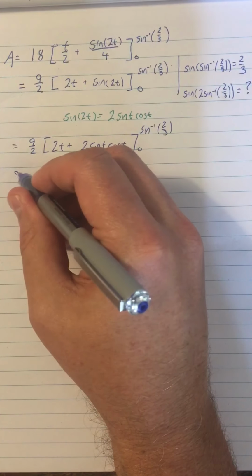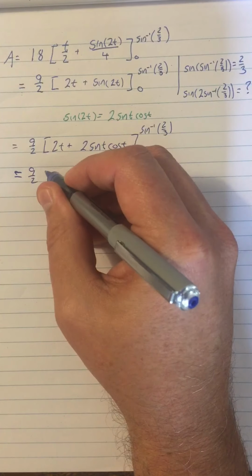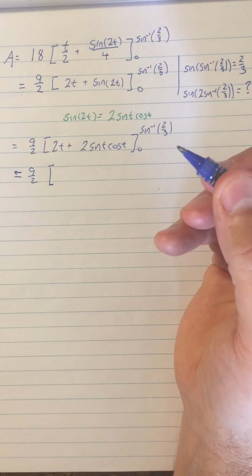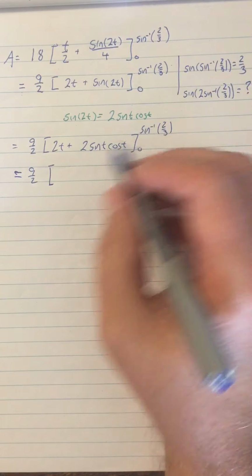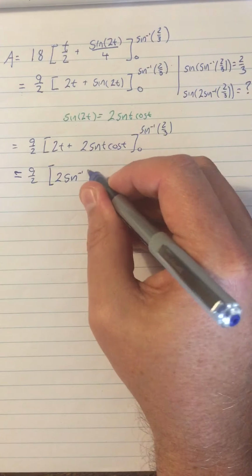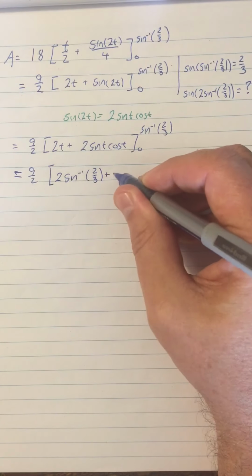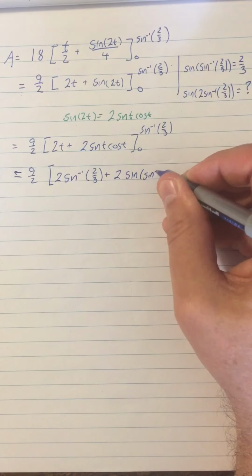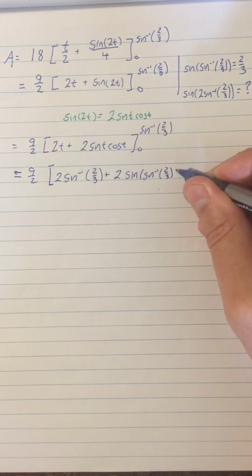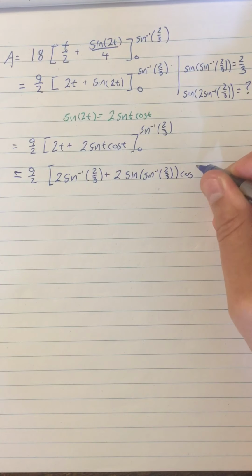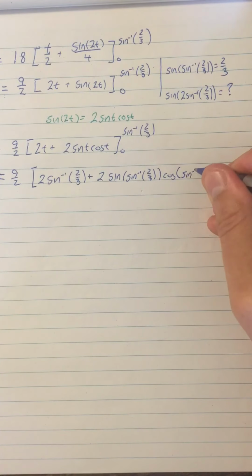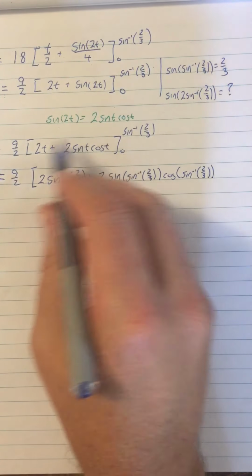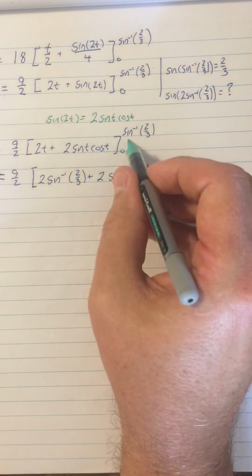Okay, so we're going to just plug these values in next. So let's just go ahead and plug them in. So we're going to have equals 9/2. I just threw out the 0, but I think I want to mention it. So we have 2 inverse sine of 2/3 plus 2 sine of inverse sine of 2/3 times cosine of inverse sine of 2/3. Now that's the first term of this. That's just plugging in the inverse sine of 2/3.